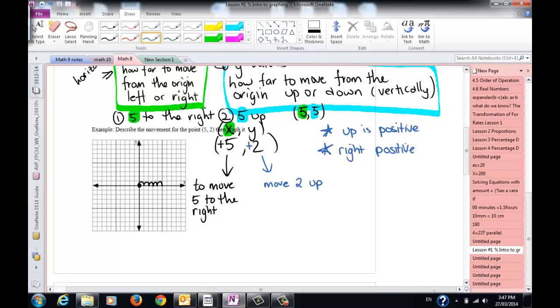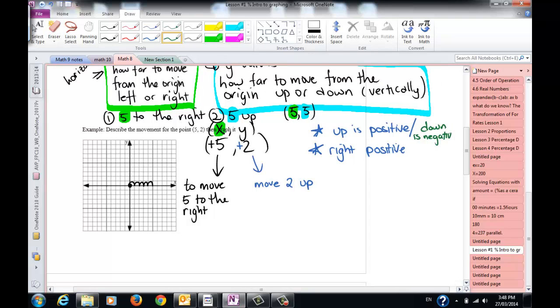And so if you're trying to think, well, what do you mean, what would be negative? So my negative would be down is negative, and to the left is negative. Sorry, there was a little side note there.